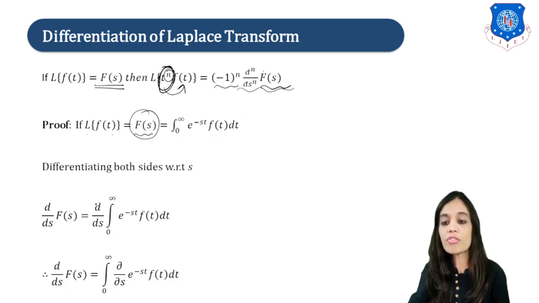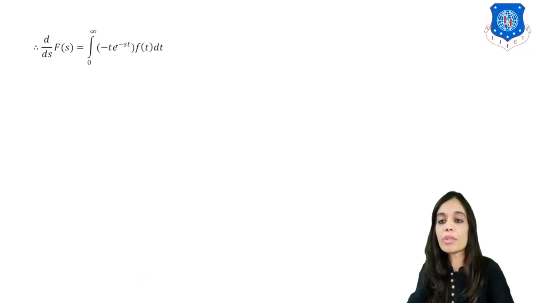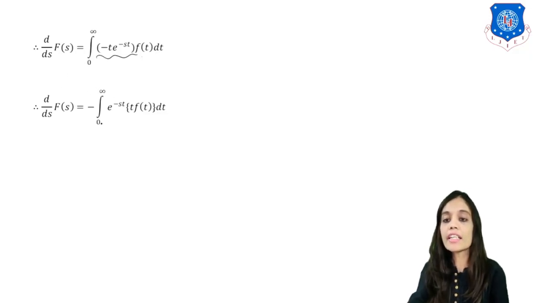So now what we will do is we will take this inside, right? But here we have two variables. So this derivative will become partial derivative, del by del s of e raised to minus st f of t dt. Now we just have to differentiate this with respect to s. So now what will happen? The differentiation will be minus t times e raised to minus st f of t dt. Fine. So now we will take out this minus sign outside, and integration 0 to infinity e raised to minus st. Now bring this t and f of t together, right? So it will be t f of t dt.